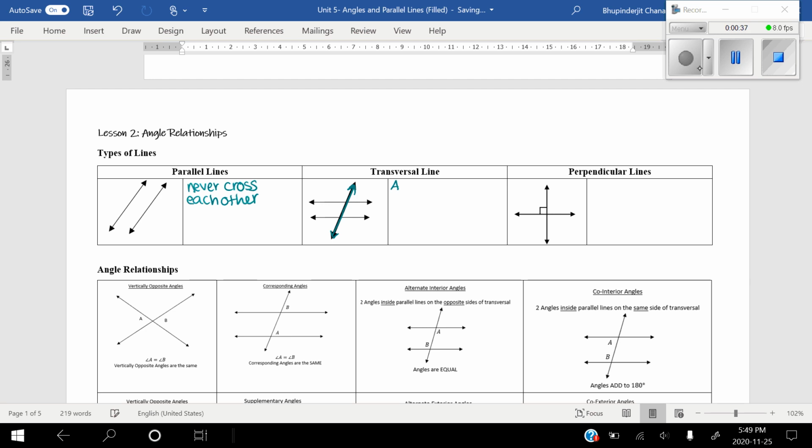So a line that crosses a set of parallel lines. Lastly, we have perpendicular lines. Perpendicular lines are two lines that cross to form a 90-degree angle. And so remember, going back to yesterday's class, 90 degrees means it's forming a right angle. And we indicate that with a square.